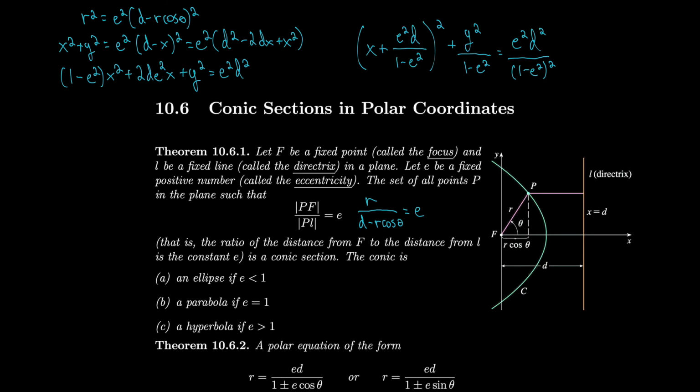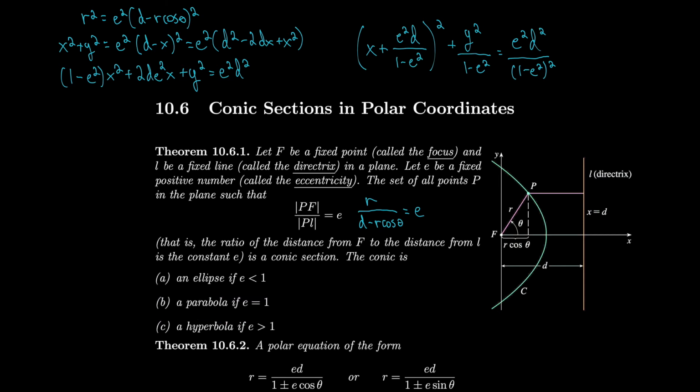If e is equal to 1, then this just becomes PF over PL equals 1. So this divided by this equals 1, so they equal each other. When the distance from a point to a focus equals the distance to the directrix, that's literally a parabola.